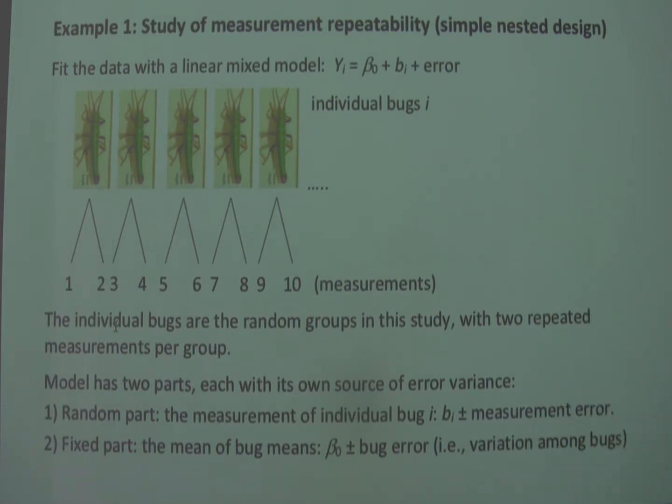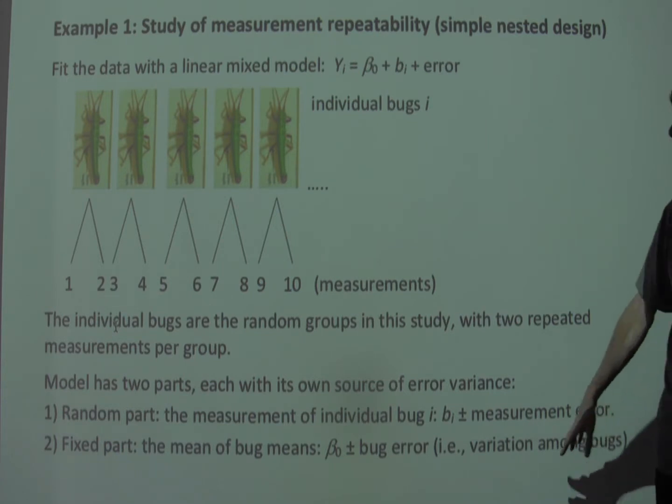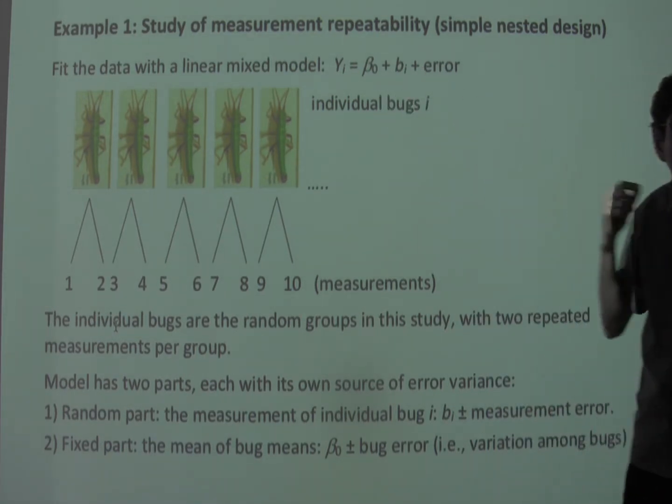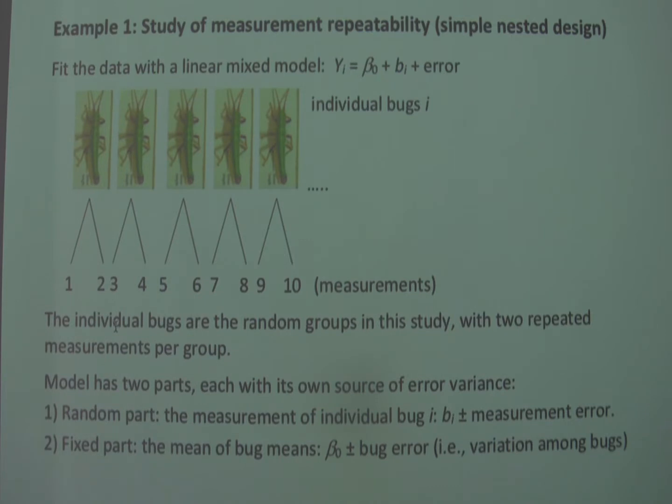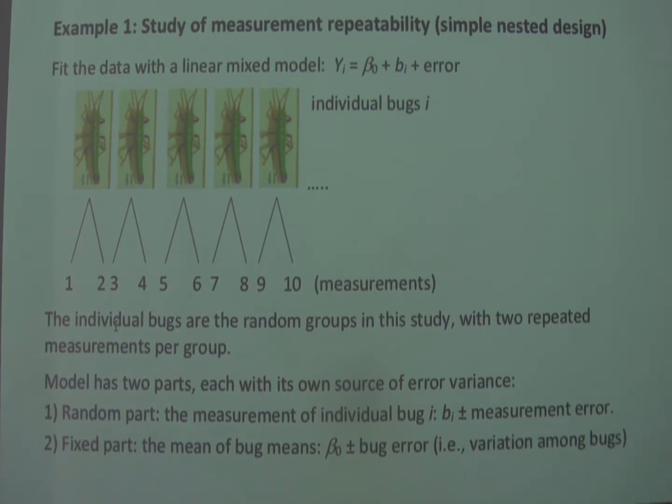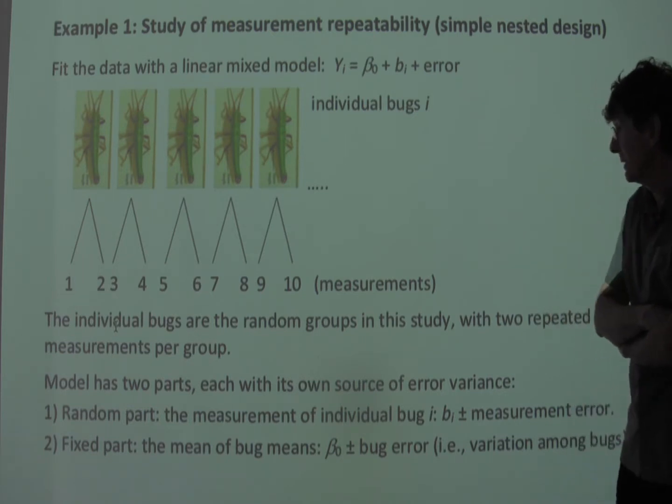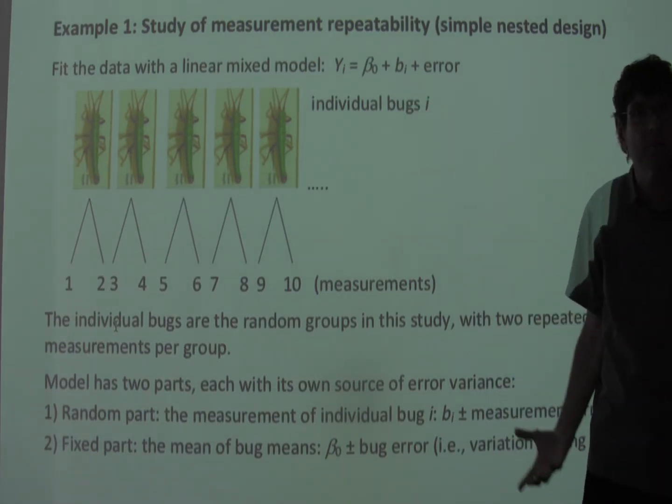So again, the model has 2 parts. That's the best way to think about it, and that's how you'll be doing it in R: we're going to separate the fixed effects from the random effects when we actually construct the model, even though they'll be put together. The only fixed effect in this case is just the grand mean. It's a constant, an intercept, that is called a fixed effect in this case. And then the random part is the measurements of individual bugs. But the second random part is the random sample of bugs you have in the first place.